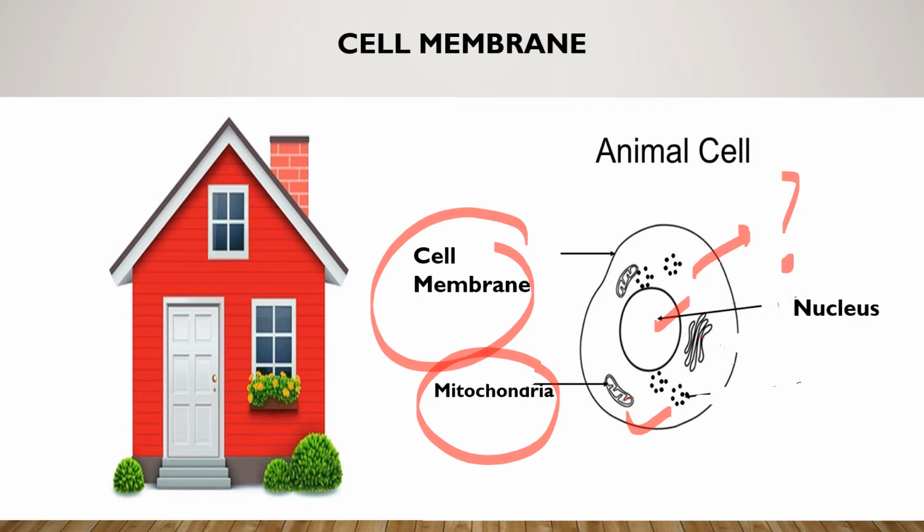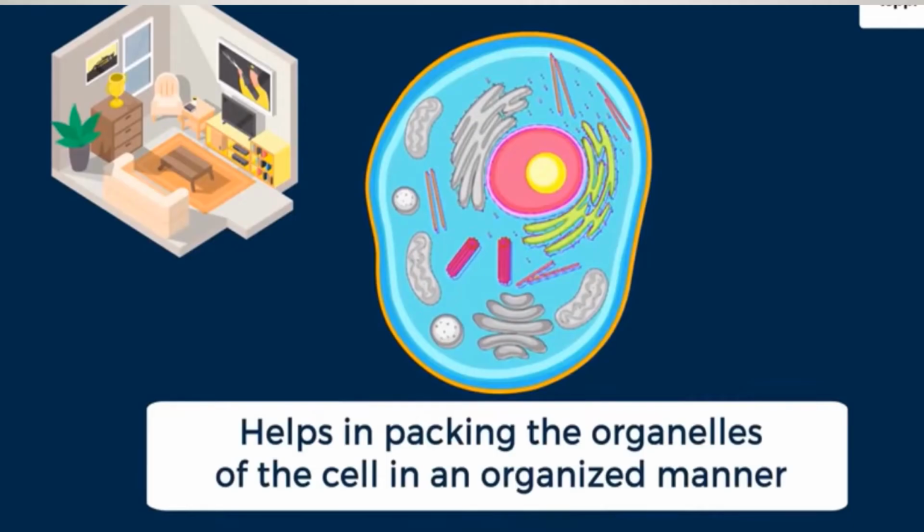Okay, and now here is the structure of home as well. So I am comparing this cell with the home. Now let's learn more about few functions of cell. Here is the first function: help in packaging the organelles of the cell in organized manner.